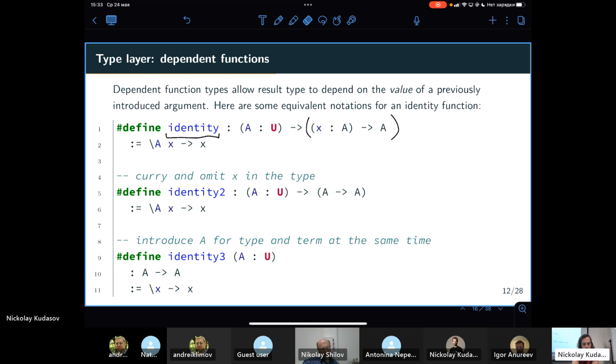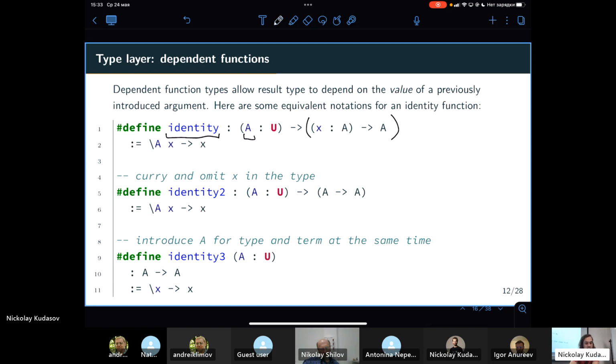And we write it U because I had a habit of writing types with one symbol. The top type? No, this is not the top type. This is the type of types. So A is a type.